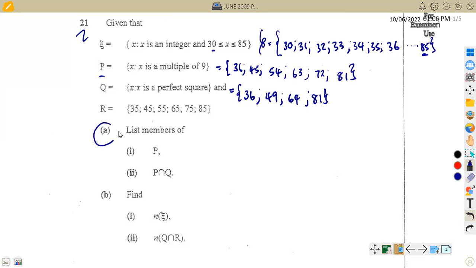So the first question was list the members of P. So that is the first item, members of P. So already these are the members of P. So this is your P here.